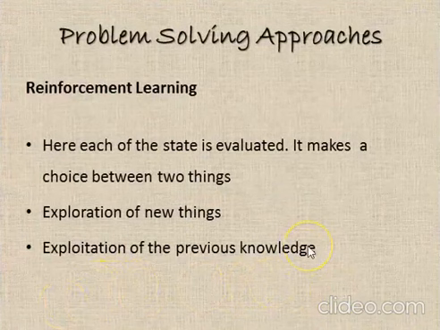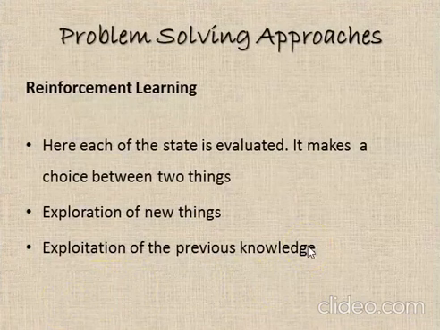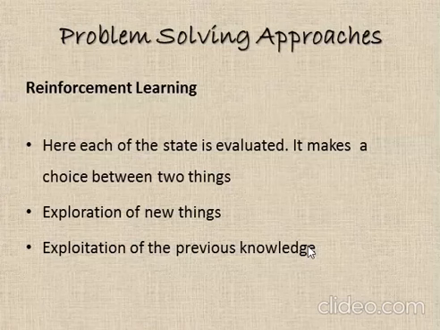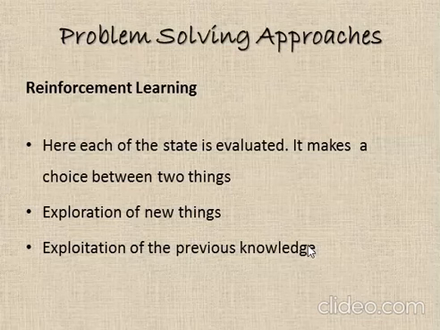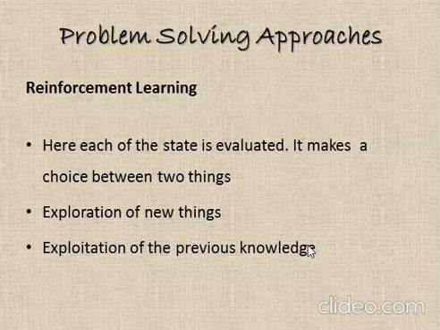Then we have reinforcement learning. Here each state is evaluated, and it makes a choice between the following 2 things. It can explore a new thing, or it can exploit the previous or current knowledge. By using these methods, the evaluation of each state is done: exploration of new things or exploitation of the present thing.